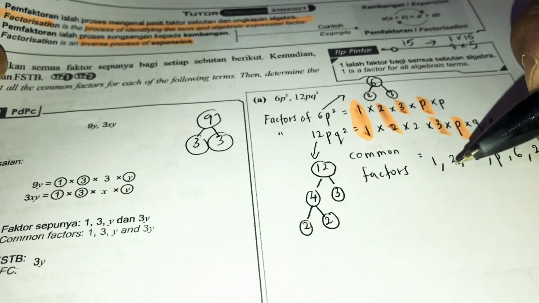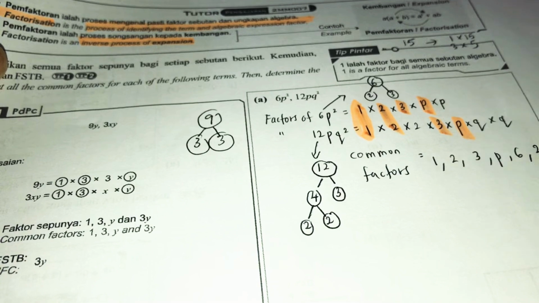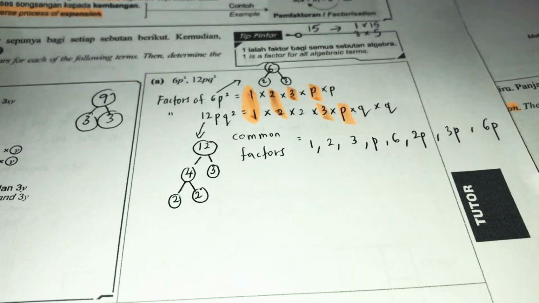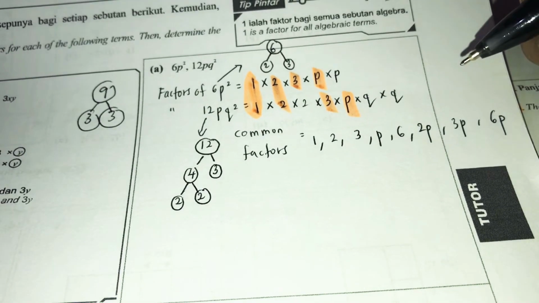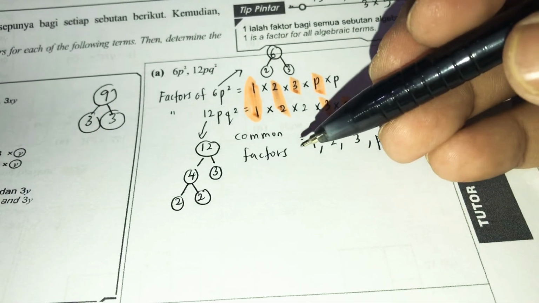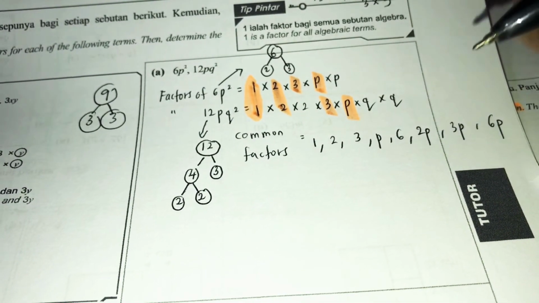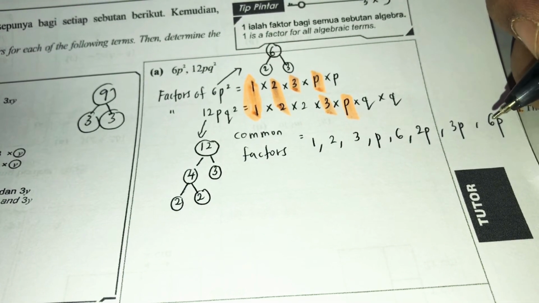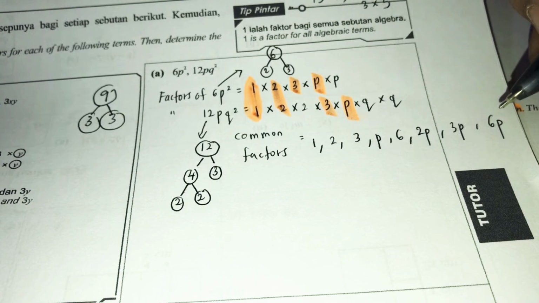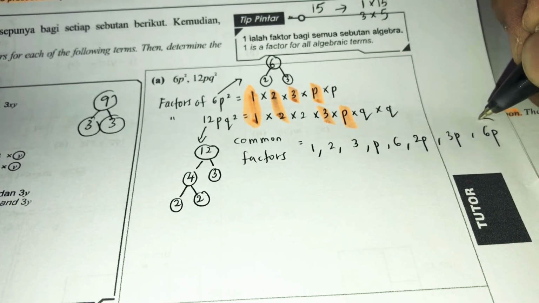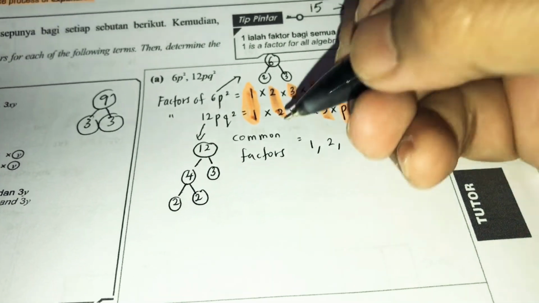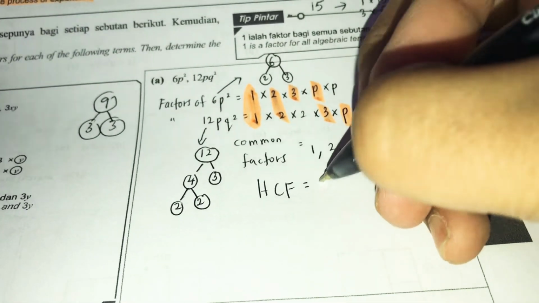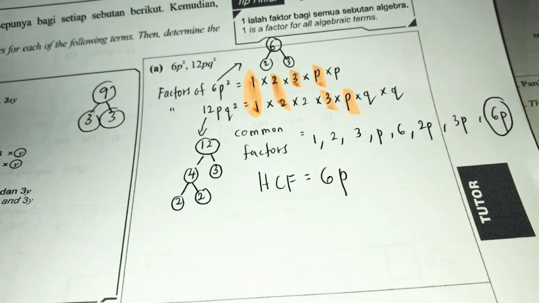Okay, so this is the list of the common factors. Then after that, from the list of the common factors, the highest common factor must be the number and the variable, the bigger number and the variable. So here, the highest common factor is equal to 6p. Okay, like that.